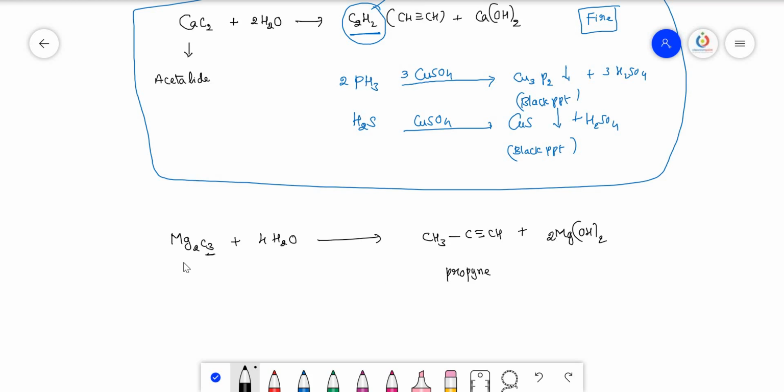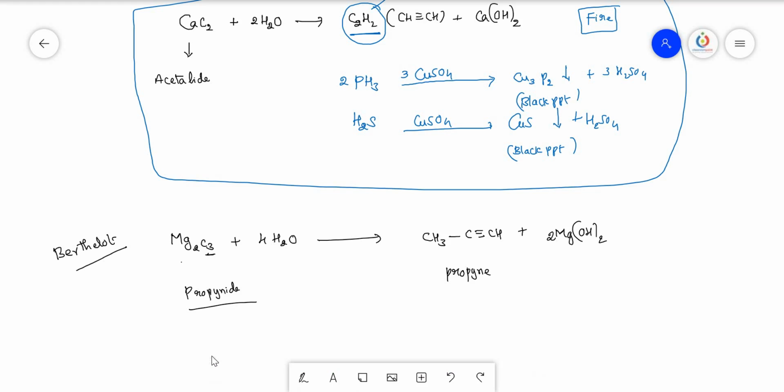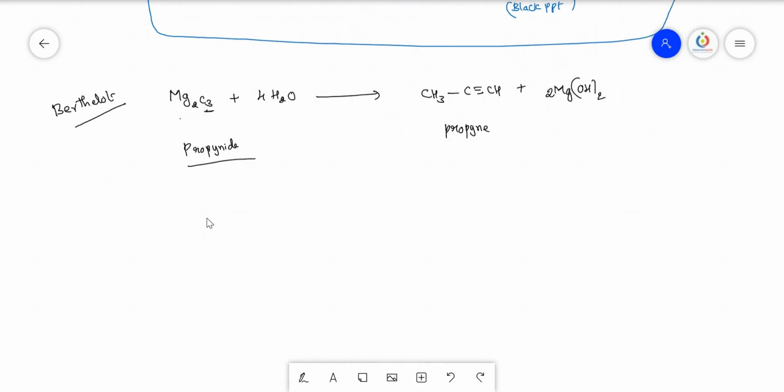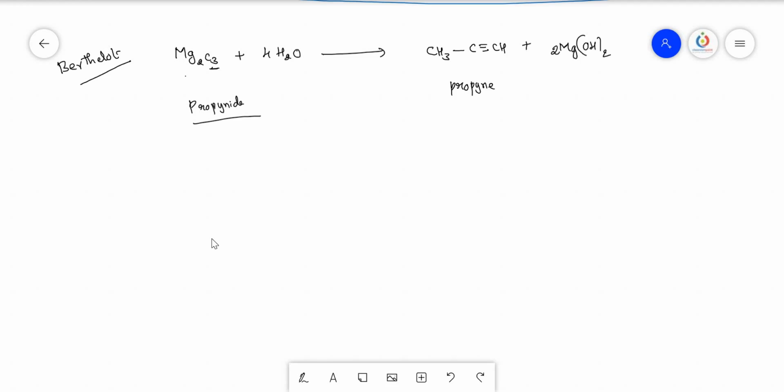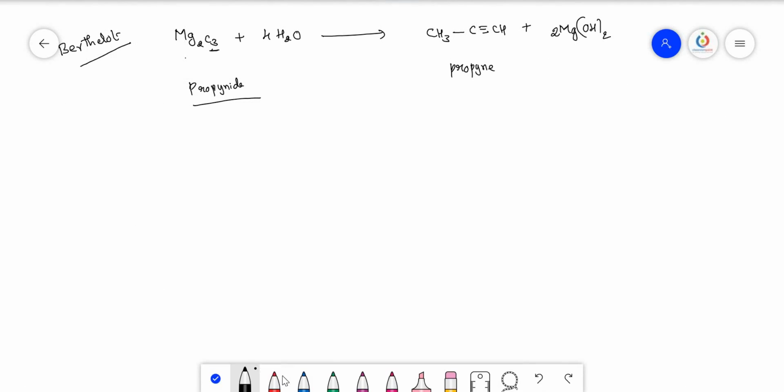Okay. Since magnesium carbide is able to provide propyne, it is called a propynide. It is also called a propynide, and this reaction is also known as the Berthollet reaction. Now, let us see some of the physical properties of acetylene.